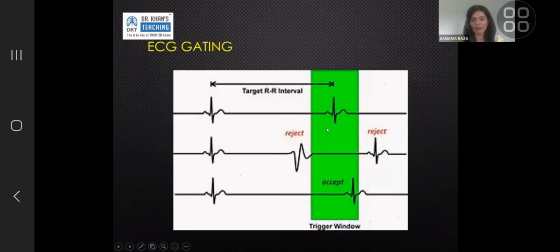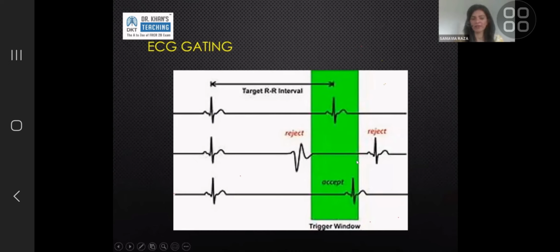ECG gating is what it's called. So we call cardiac imaging, any scan can be a cardiac scan. What is different about a cardiac scan is the fact that it's ECG gated. The X-rays are given based on where the patient's heart is in terms of the ECG. So what it uses is the RR interval. It can pick the RR interval and then calculates everything from that number.